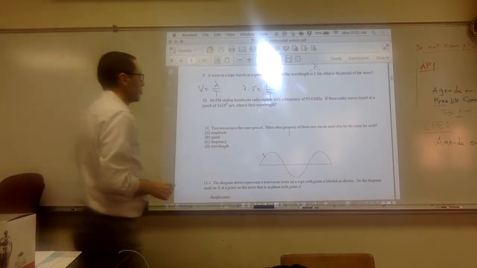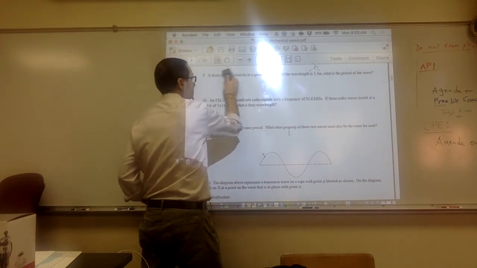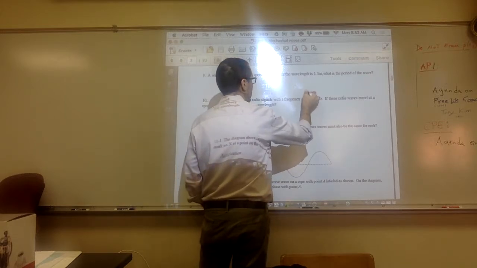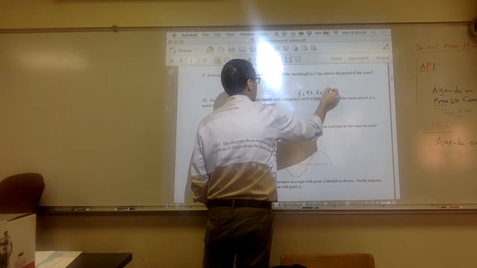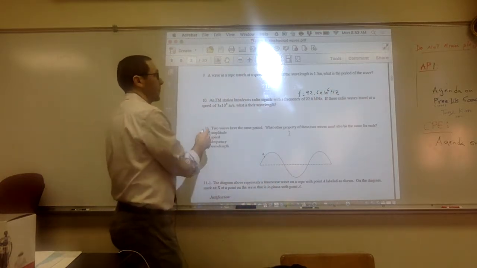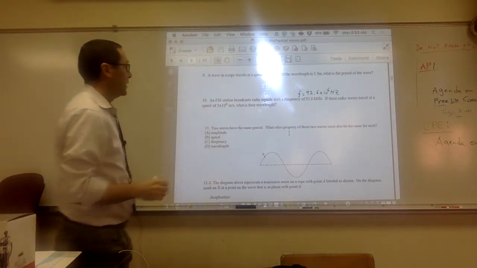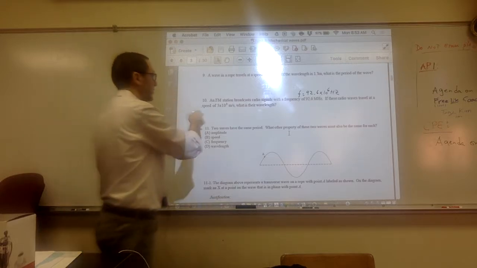An FM station broadcasts radio signals with a frequency of 92.6 megahertz. So mega is a million, so your frequency is 92.6 times 10 to the 6th hertz. Gotta change that. Okay. If the radio waves travel at a speed of 3 times 10 to the 8 meters per second, so all electromagnetic waves travel at that speed. That's the speed of light also.